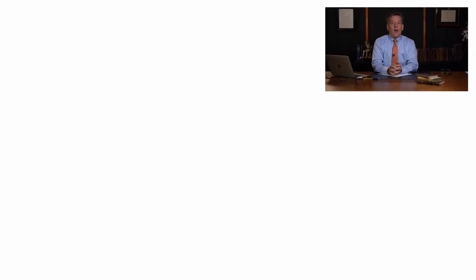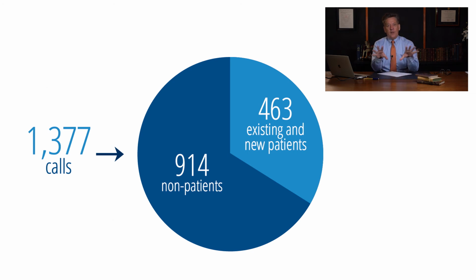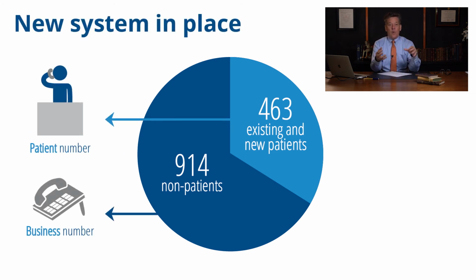So back to the analysis that we originally did. I'll throw this back up on the screen. You'll remember there was 1,377 phone calls. We put this entire system in place, and 463 of them were existing or new consumers. What happened in the next 30 to 45 days?